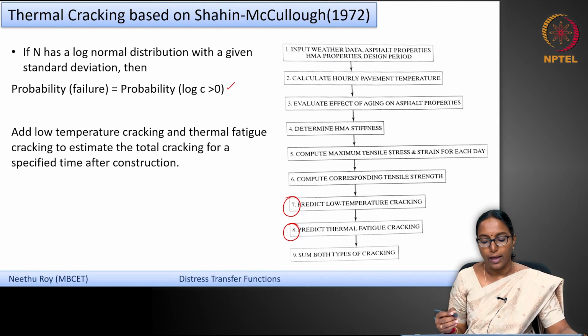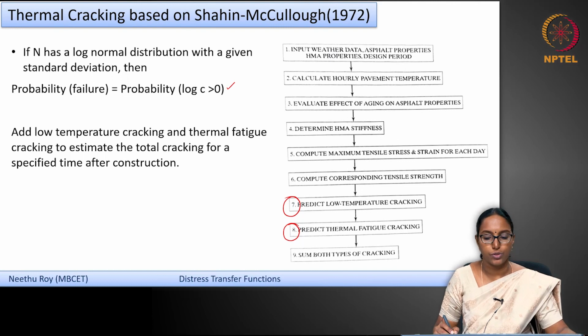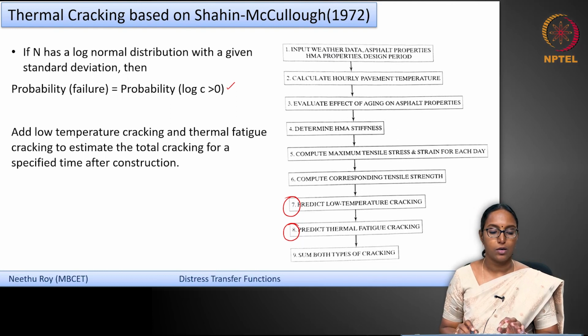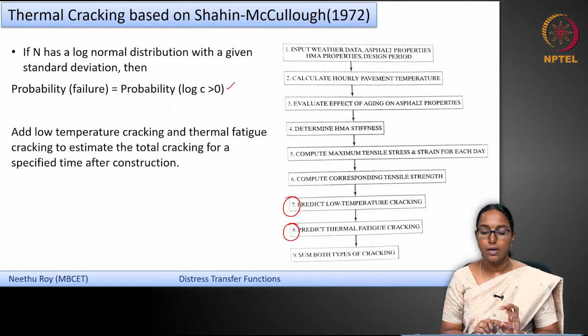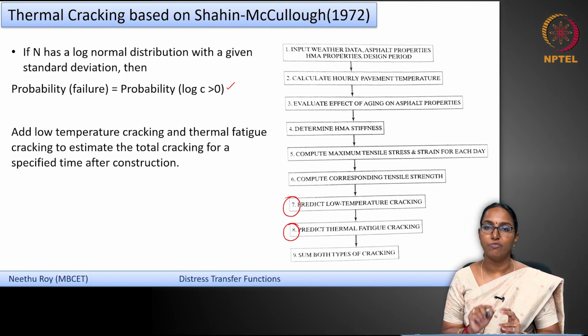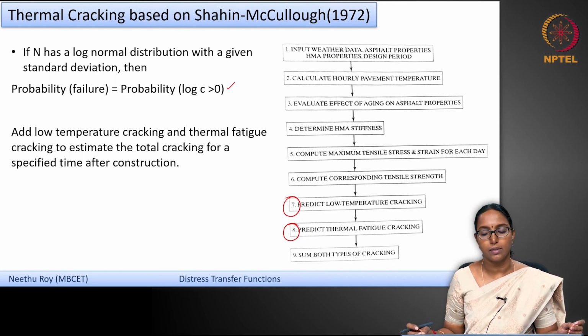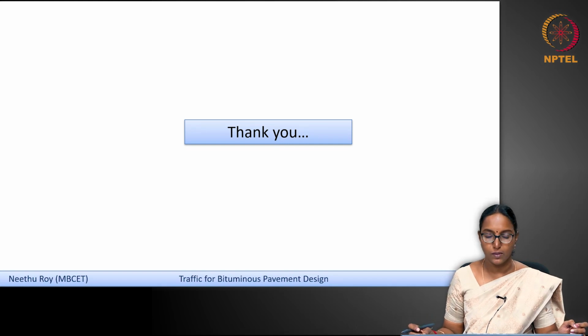Now you can add these two, low temperature cracking and the thermal fatigue cracking, to estimate the total cracking in a specified time after construction, and see whether this is within the allowable limit or not, and whether the design is safe or not. So this is the overall approach in which you consider thermal cracking, which includes both the low temperature cracking and the thermal fatigue cracking, and how this is used in the design procedure. This is what we have discussed now.